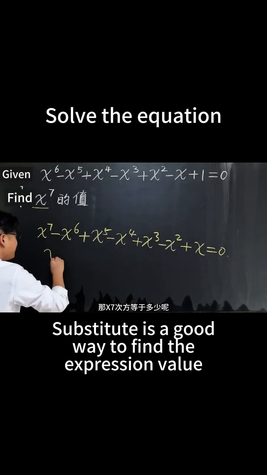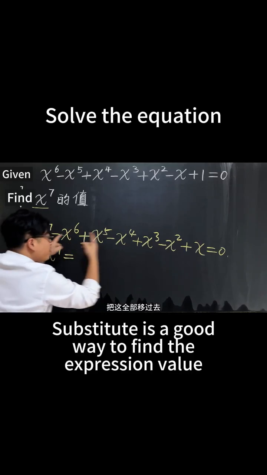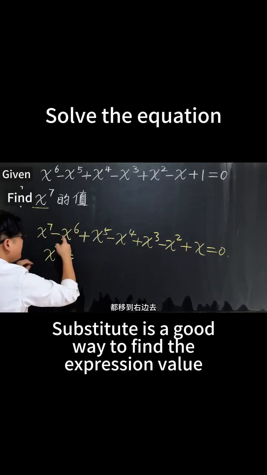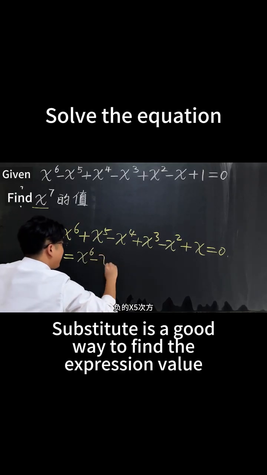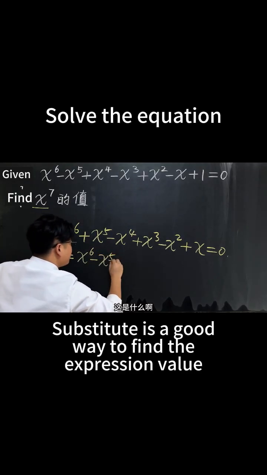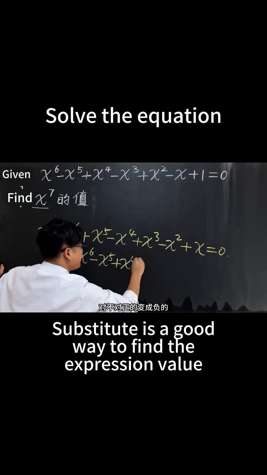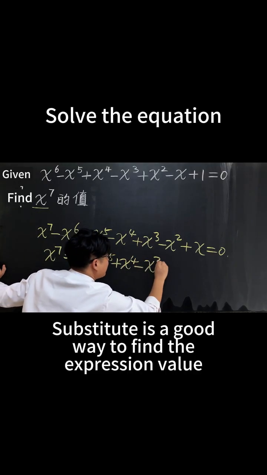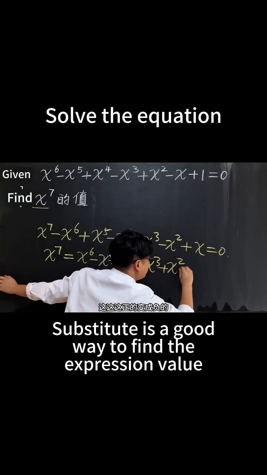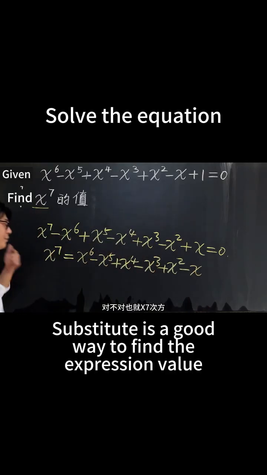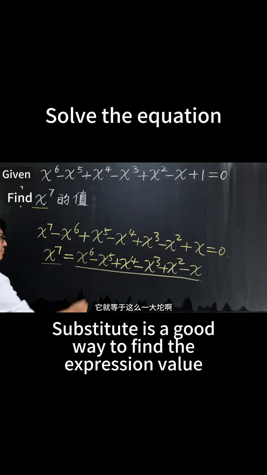So what is x to the 7th power equal to? Since we're solving for x to the 7th, move everything over to the right side. It becomes positive, right? Positive x to the 6th, negative x to the 5th. What is this? This negative becomes positive, right? And the positive becomes negative. Be careful not to mix up the signs here. The positive becomes negative, right? So x to the 7th power equals this whole big expression.